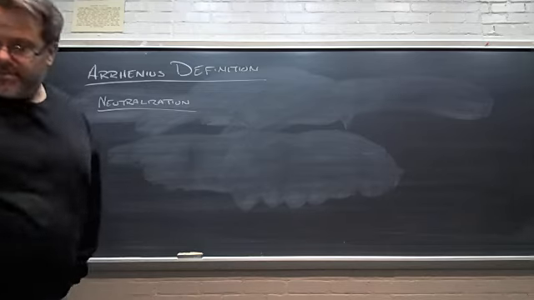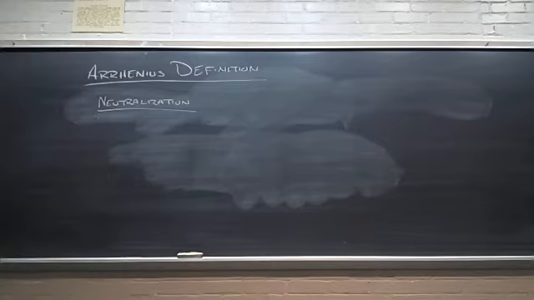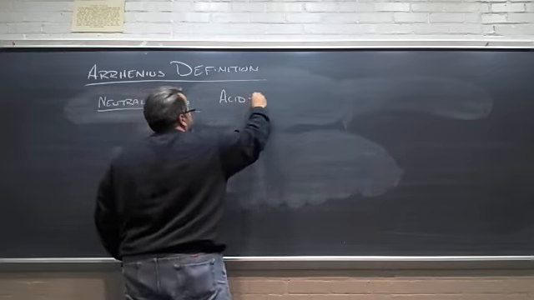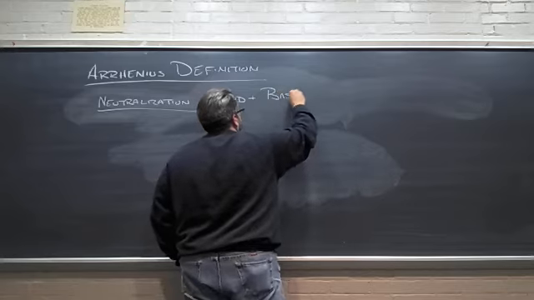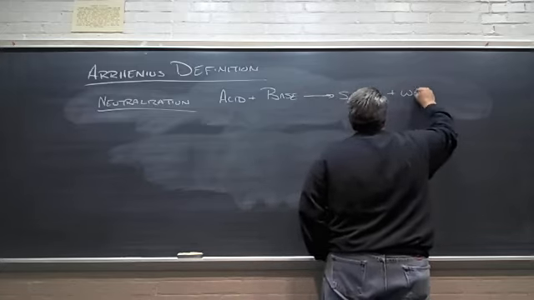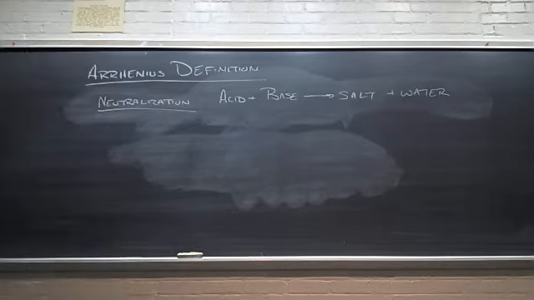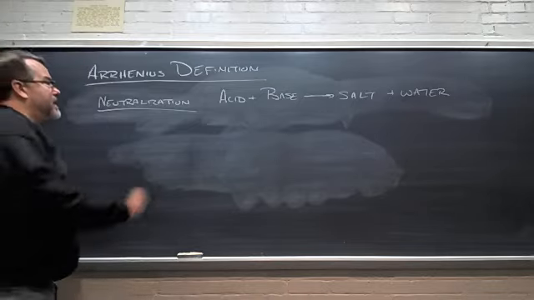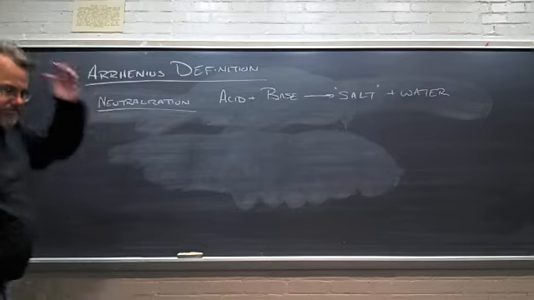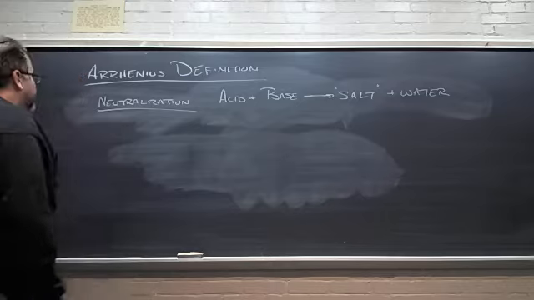And in the Arrhenius model, we can talk about a neutralization reaction. And a neutralization reaction in the Arrhenius model is a reaction between an acid and a base, which produces a salt and water. And salt, in this case, just means a soluble ionic compound. It doesn't necessarily have to be NaCl. It can be, but it doesn't have to be.